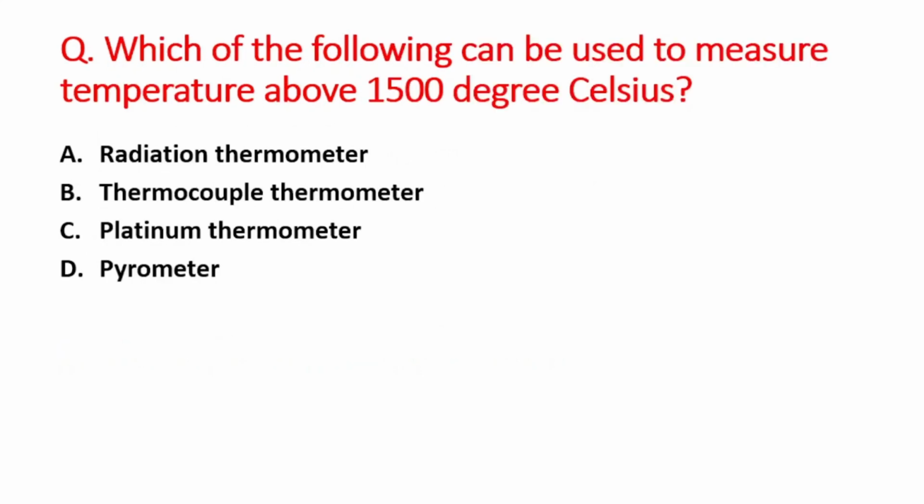Next question is which of the following can be used to measure temperature above 1500 degrees Celsius? A option is radiation thermometer, B is thermocouple thermometer, C option is platinum thermometer, and D option is pyrometer. So right answer is option D, that is pyrometer. We had discussed earlier that to measure the very high temperature, the instrument used is called pyrometer.